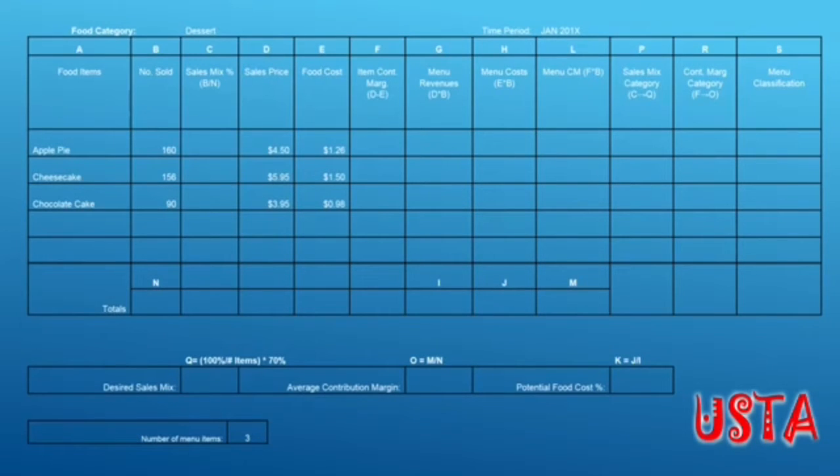So let's do that. We have 161, 56, and 90. Let's add them up to get our total, which is 406 items sold for the month in the dessert category, which gives us a sales mix. We use that for the 100%. Now, dividing B by this number down here, 160 by 406, we can come up with 39.4% apple pie, which is good. Almost 40% of the people that buy desserts in the month of January picked apple pie. So that's going to make it popular.